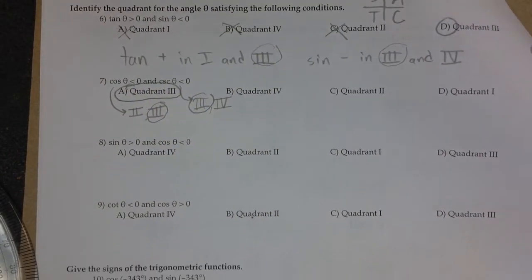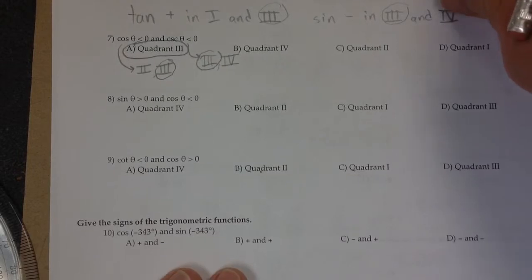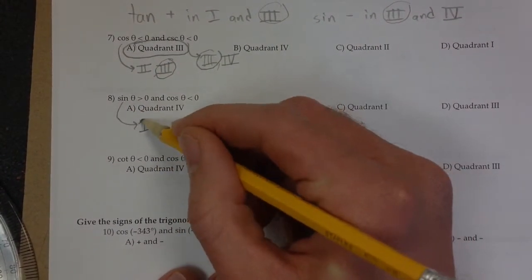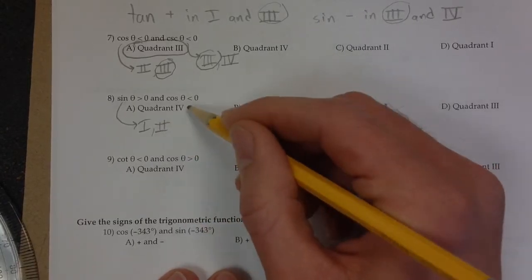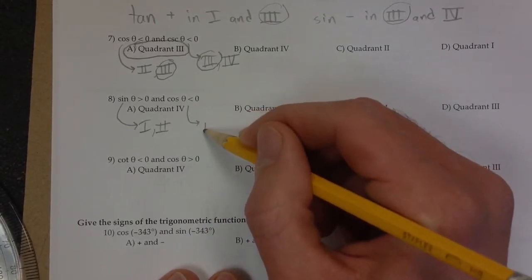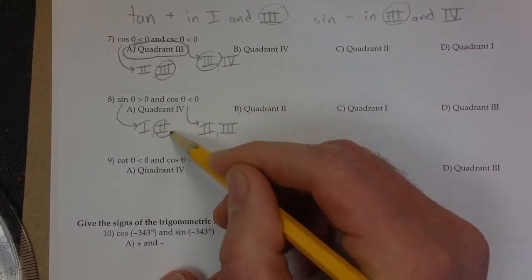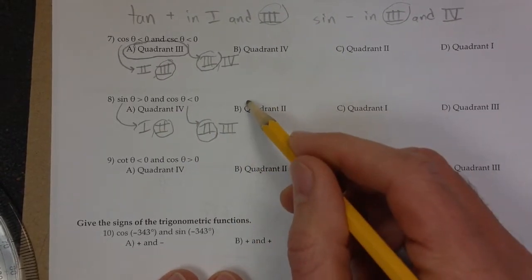Okay. What quadrants is sine positive? 1 and 2. Good. Cosine negative? 2 and 3. Very good. Okay, so your overlap there is quad 2.